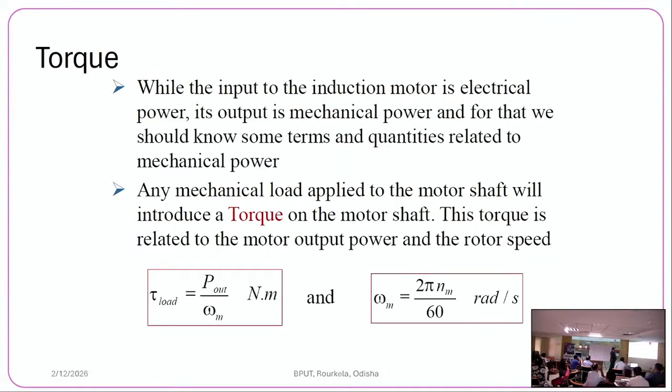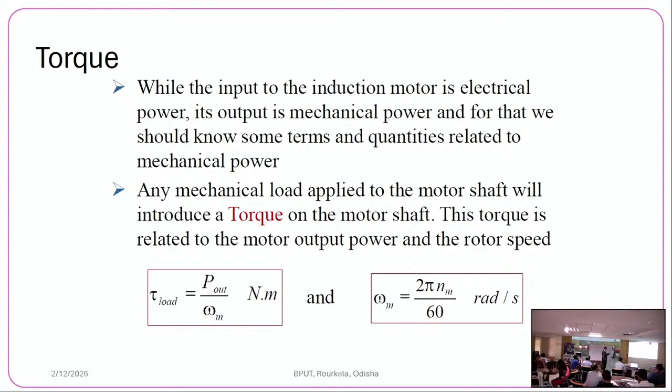While the input to the induction motor is electrical power, the output is mechanical power. We should know the terms and quantities related to mechanical power. One is torque on the motor shaft. This torque is the output torque. Power output is torque into speed. So developed torque, or load torque, is equal to output power divided by mechanical speed.